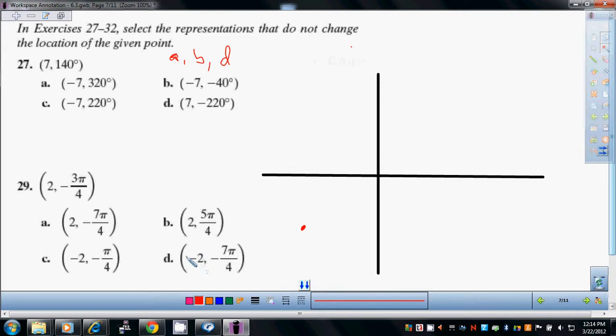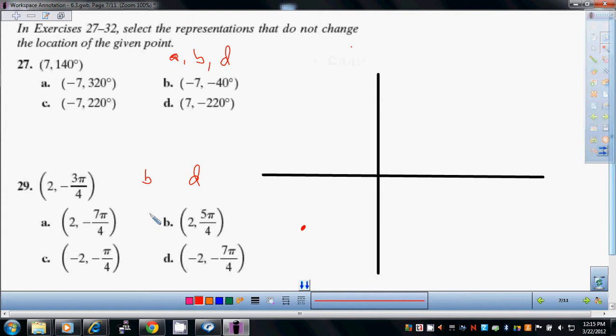Well, I meant by what I just said. I said if the radius was negative, it would have taken us down here. Which one is the same but with a negative radius? D. So let's go ahead and throw that one on there. All right. B. Brayton, what do you think? 2 positive 5 pi over 4. Yes, that one is. So B.